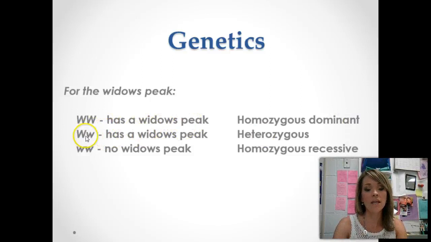If you get one of each, you don't have a matching set, so you are heterozygous, but you're still going to have a widow's peak because the dominant gene is there, and the dominant gene is actually going to mask or hide the recessive gene. If you get two recessive genes, you're going to have no widow's peak. That's the only way you can have that recessive trait. And that's known as homozygous recessive because it's a matching set, the same two recessive genes.